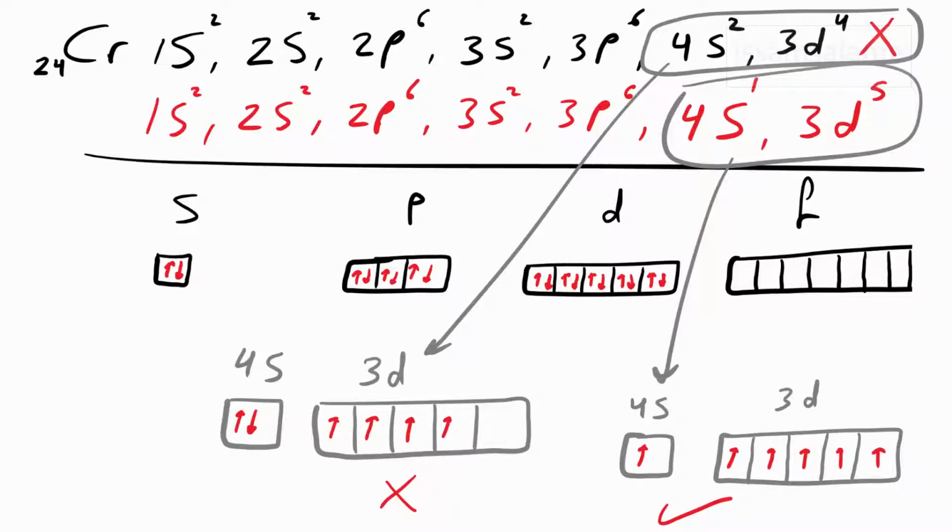And the scientists, when they calculated the energies of the electrons, found that the second case is more stable, and so it is the most common electronic configuration for chromium.